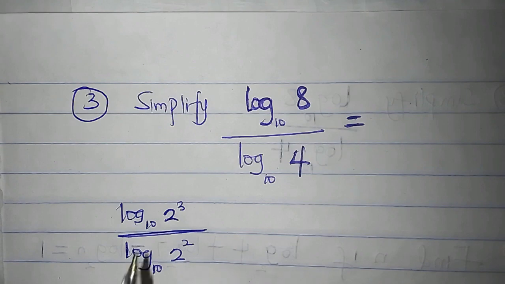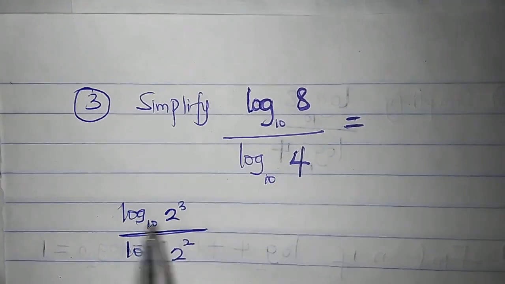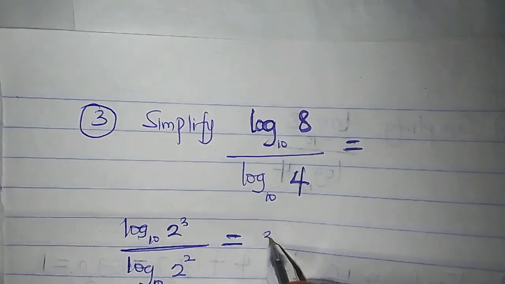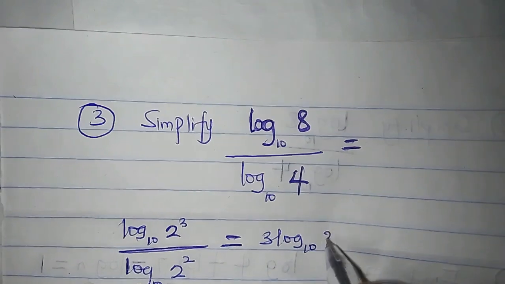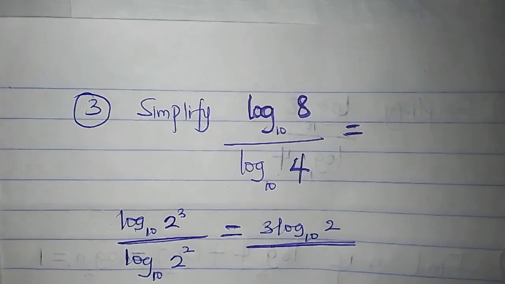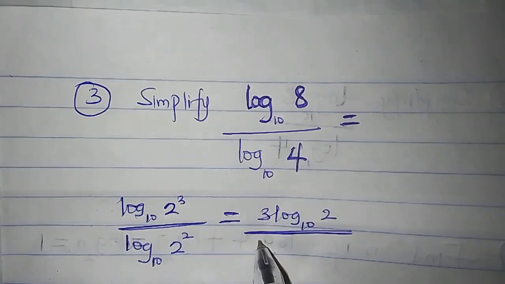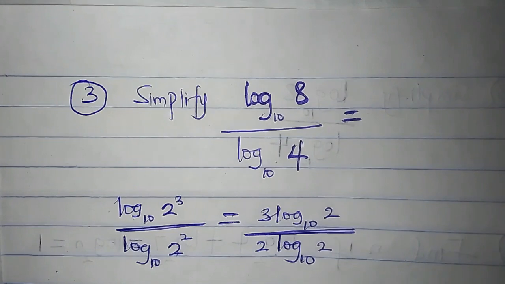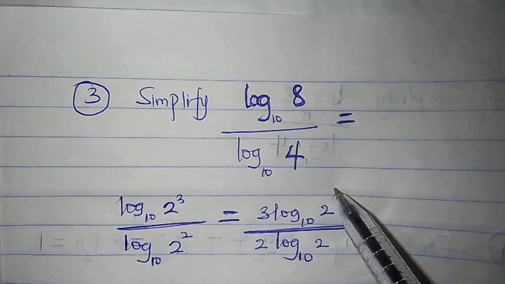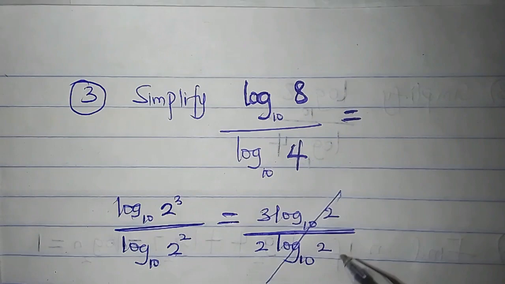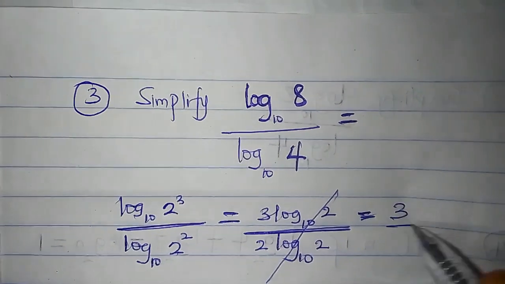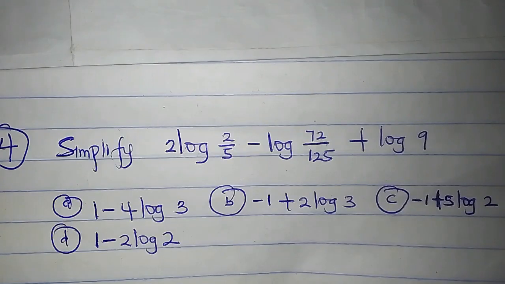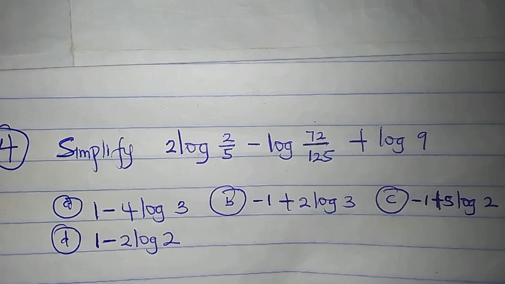And by the law of logarithm, this 3 can stand at the back, this 2 can stand at the back as well. So it is equal to 3 log to base 10 of 2 divided by 2 log to base 10 of 2. So log 2 base 10 can cancel log 2 base 10. What is left is simply 3 upon 2. That's the final answer.